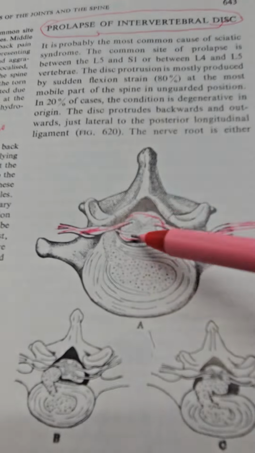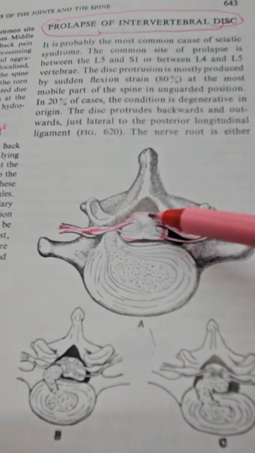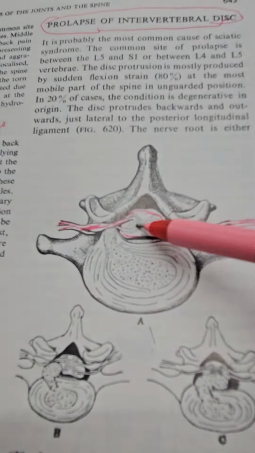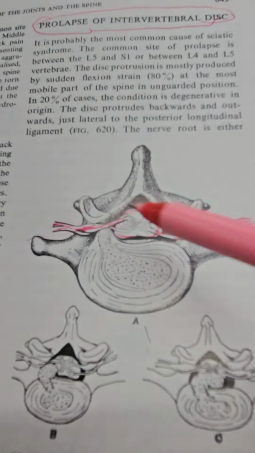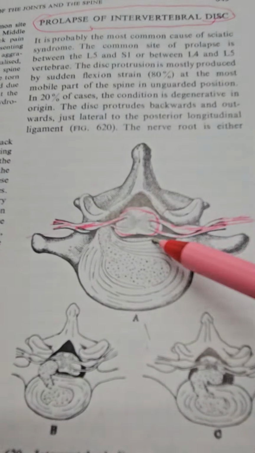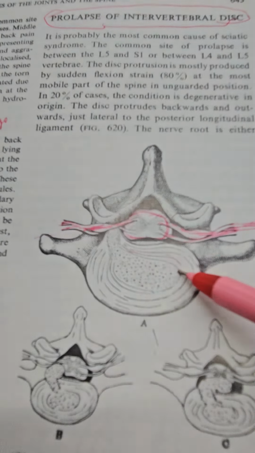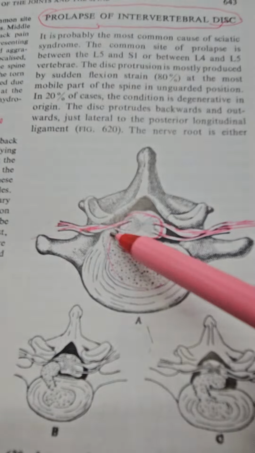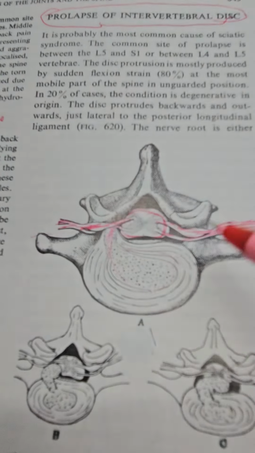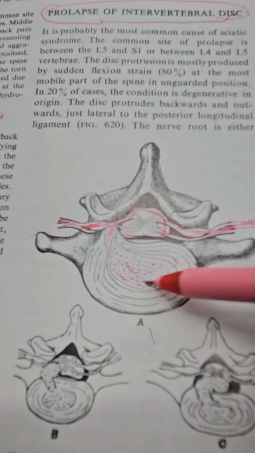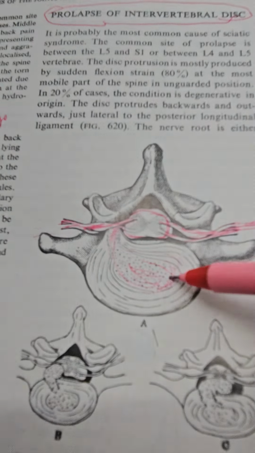giving pressure to the nerves. This is the spinal cord, and from the spinal cord the nerves emerge out, and this pulp gives pressure to the nerve root. This pulp giving pressure to the nerve root.